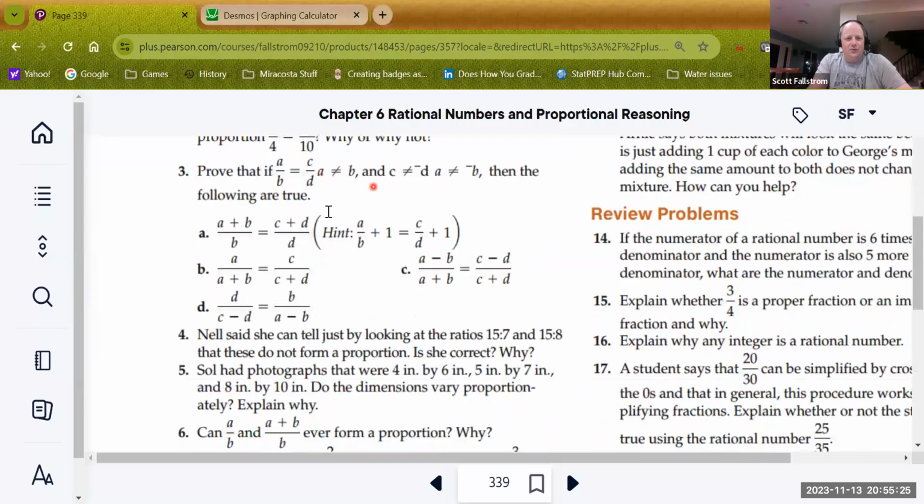It says prove these pieces. Okay, well, let's see here. I need to prove if A over B equals C over D. Well, I'll tell you what, I'll pick one of them. I don't mind doing that. I certainly don't mind doing that. Which one do you want to try?